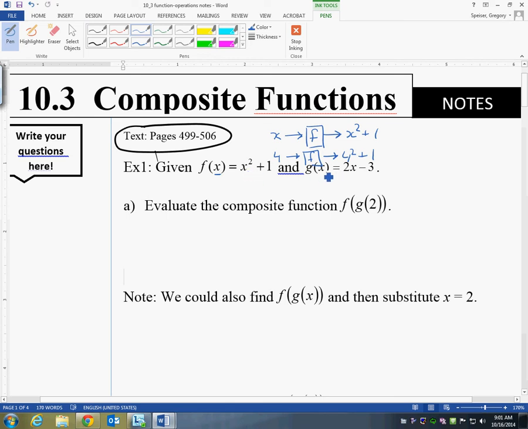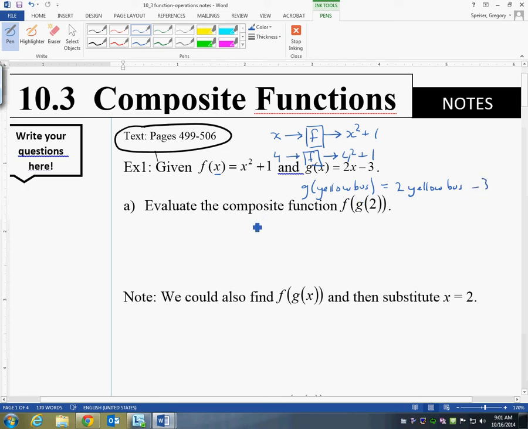Same thing for g of x. If I plug in, let's do something crazy, I don't know, yellow bus, what comes out is 2 yellow buses minus 3. So whatever I put in here shows up there.